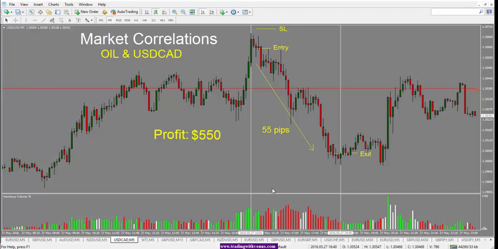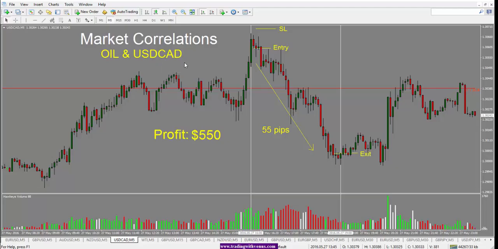We'll go on to our charts here. Here I have a USD/CAD 5-minute chart, and the interrelationship or correlation that we're talking about today will be between oil and the Canadian dollar. So the Forex pair that we would be discussing would be US dollar CAD.